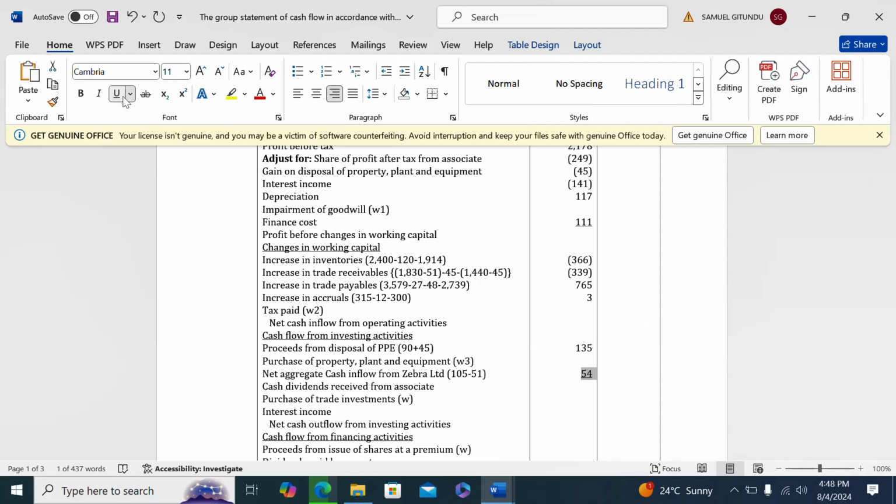Then there is the cash dividend received from the associate. Cash dividend received from the associate, because an investment in an associate is also an investing activity. So for that one, we will need a working. So we can call it working 4. Then purchase of trade investment. For that one, we also need a working. We can call it working 5.